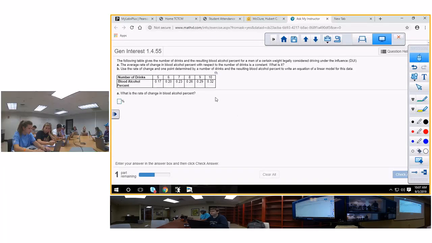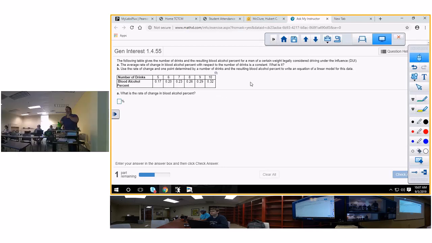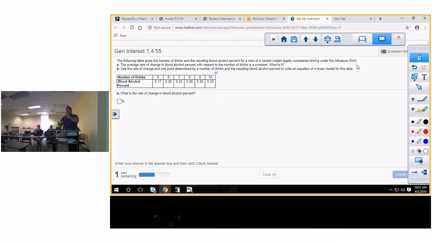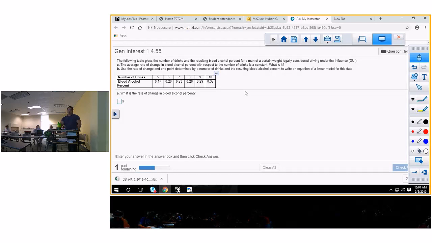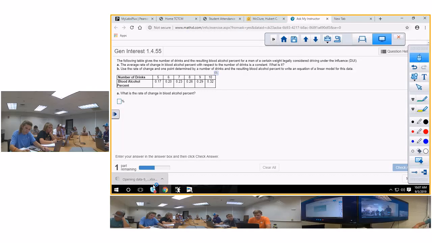Okay, the following table gives the number of drinks and blood alcohol for a man. The average rate of change, use the rate of change. Okay, we can do this one easily. See that little button right there? Click on that and send it to the Excel spreadsheet.